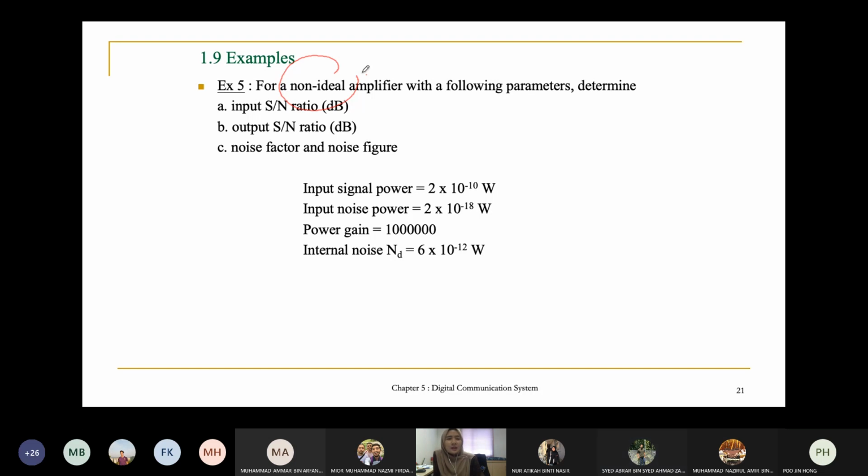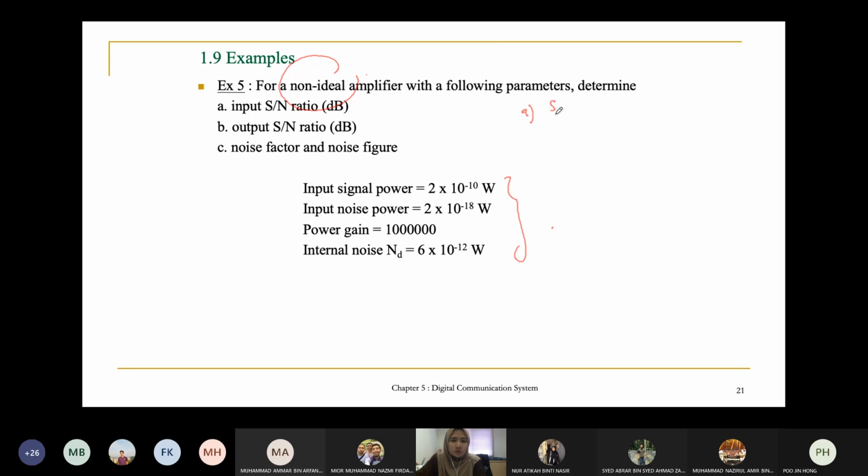So for a non-ideal amplifier, with the following parameters, determine first question, input signal to noise ratio, second, output signal to noise ratio, third, noise factor and noise figure. And the question already gives you these values. So the first one, A, calculate signal to noise ratio at the input in the unit decibel.